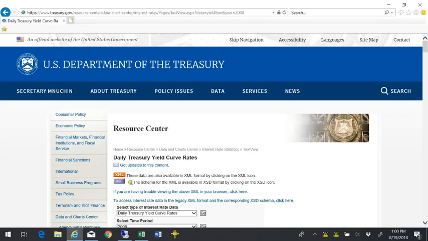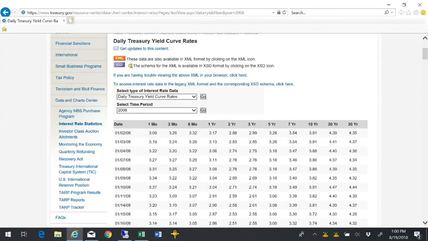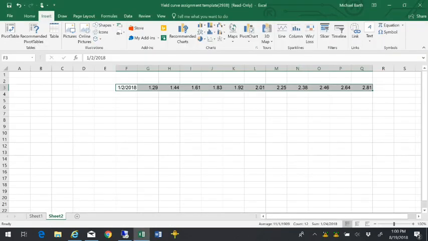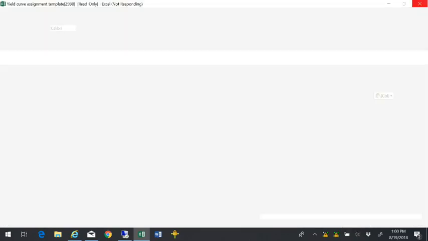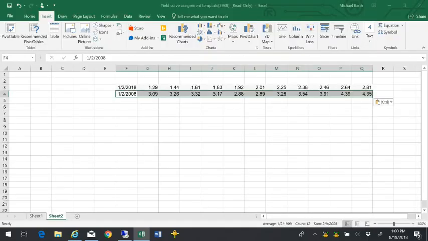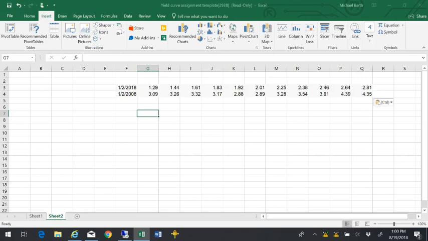And then let's say we picked another day in 2008. So you pick the year and then tap on the go button, and it'll take you to a different year, and this is 2008, a year prior. And if I was to paste that in there, it usually doesn't take this long, but the computer's acting funky.